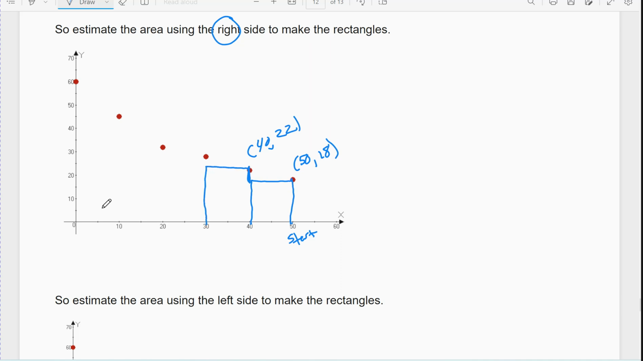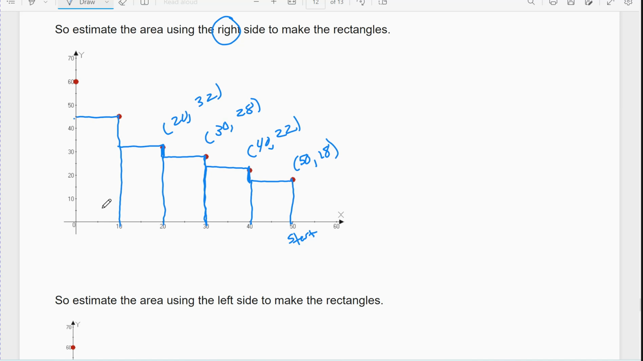My third rectangle goes up at 30. So to the point 30, 28 was the sales at 30. And then I draw that over, and there's my next rectangle. And then so on, at 20, I go up to the dot at 20. So that was 20, 32 was the point. Draw it over.